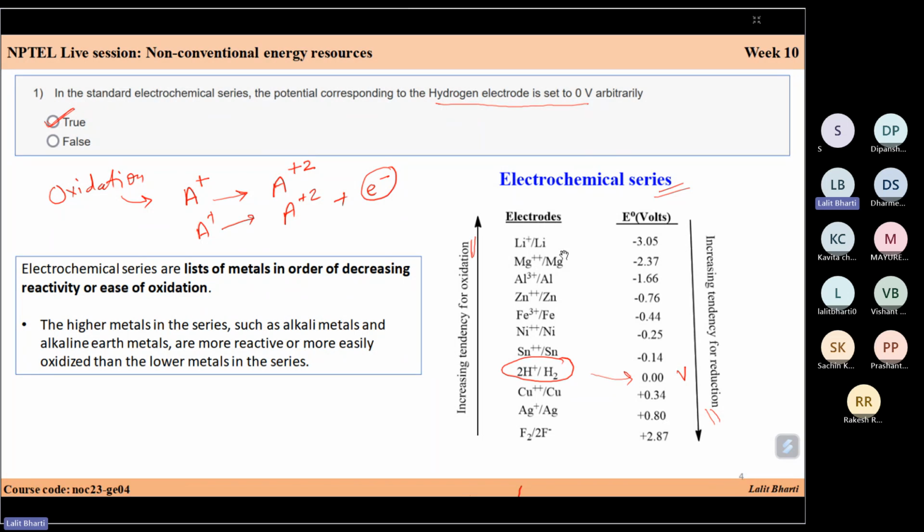Then if you go down, you see aluminum is there, iron is there, so you can make a battery of any metal, but lithium has the highest tendency of oxidation. That's why you get a very high voltage. So the higher metals in the series, such as alkali metals and alkaline earth metals, are more reactive, or more easily oxidized, than the lower metals in the series.